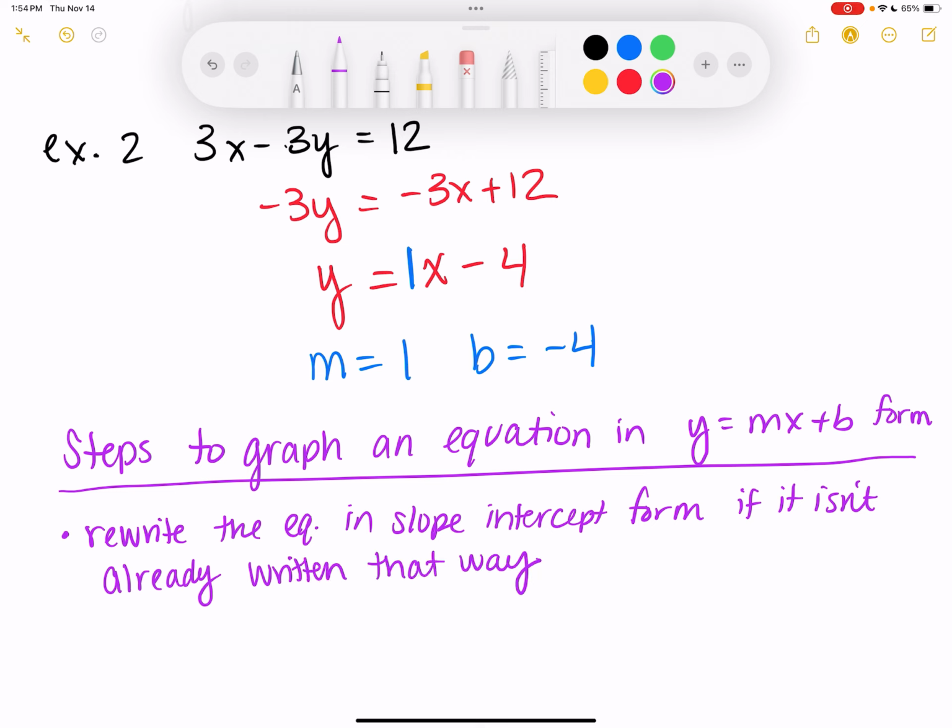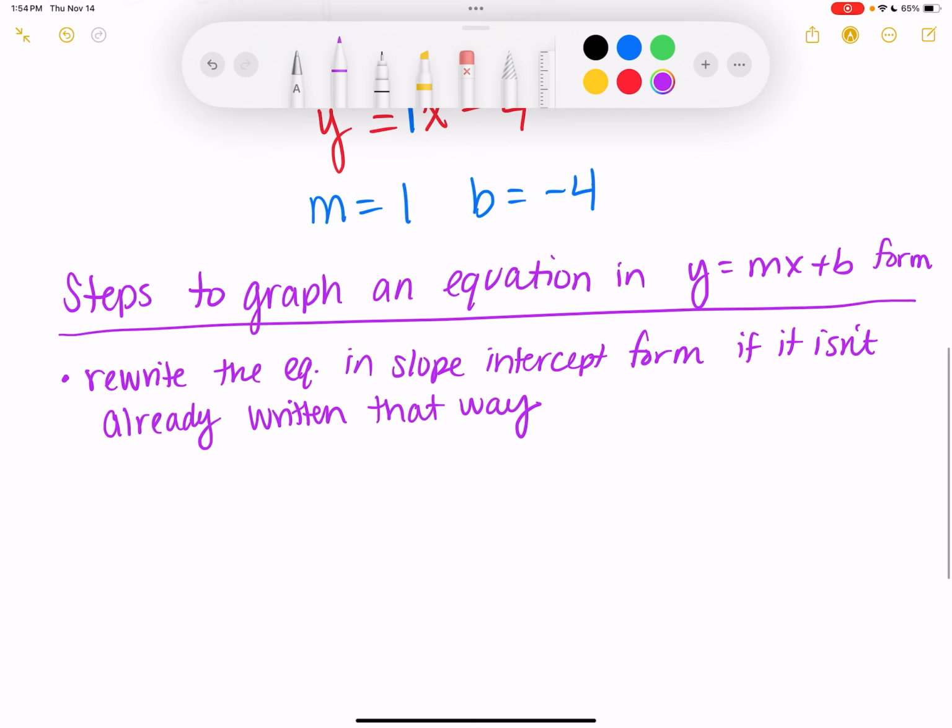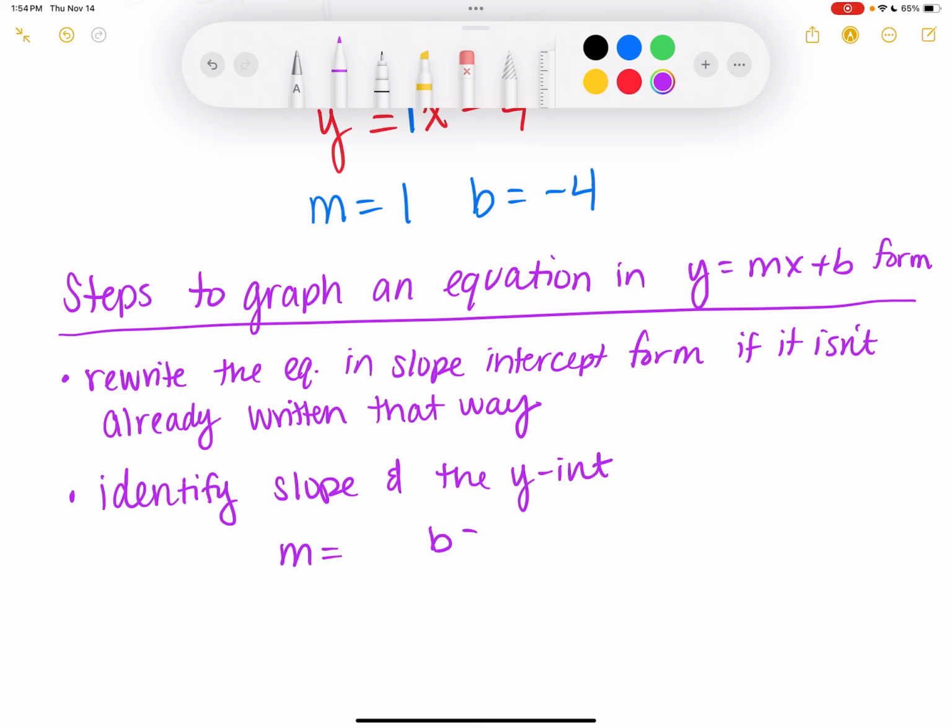Okay, so sometimes they will just straight up give it to you as y equals mx plus b. Sometimes they do not. So if they don't, that needs to be your first thing. If it is written in y equals mx plus b, disregard step 1. Okay? Step 2, identify slope and the y-intercept. So you should write something like m equals and b equals.